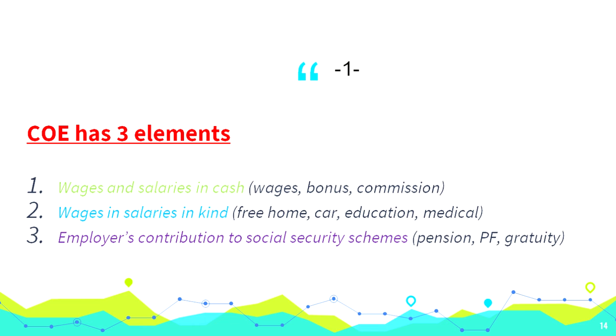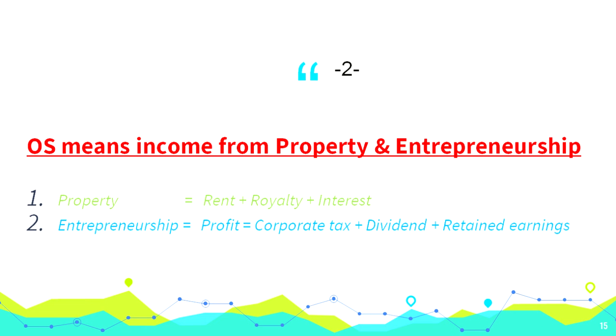Moving on with the second main component, that is operating surplus, OS. What do you mean by operating surplus? It means income from property and entrepreneurship.